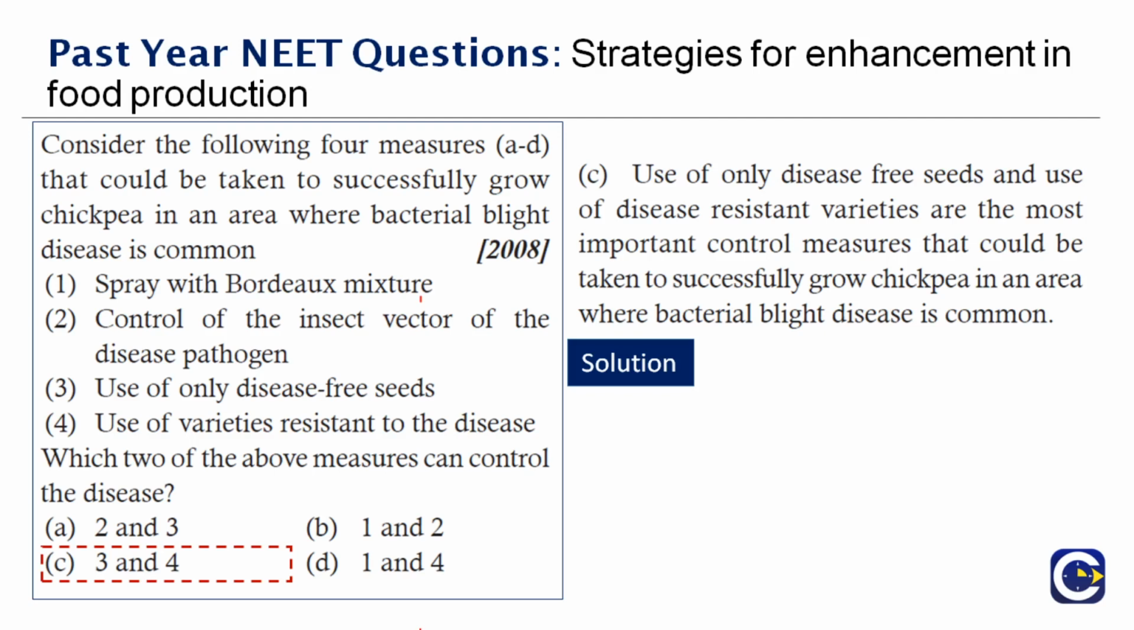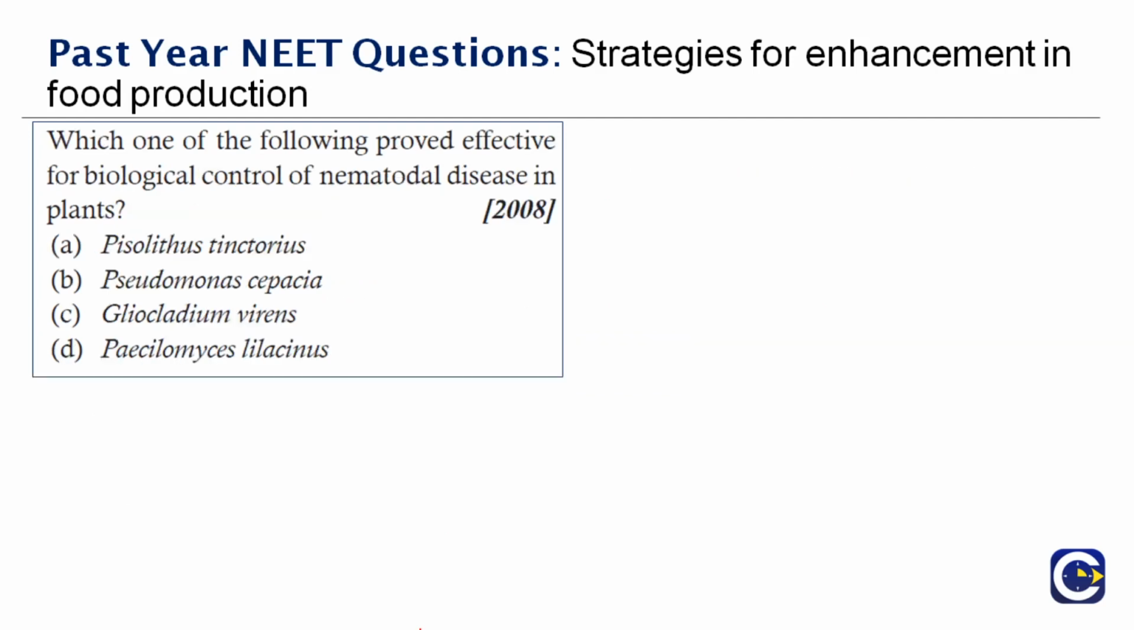Okay, next question here. Which one of the following proved effective for the biological control of nematodal disease in plants? Now coming to this question, what do you mean by nematodes, especially when it comes to a plant? Nematodal pathogen in plants. Now, nematodes are what, first of all? What is a plant nematode?